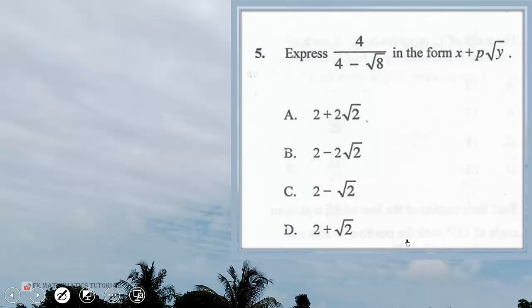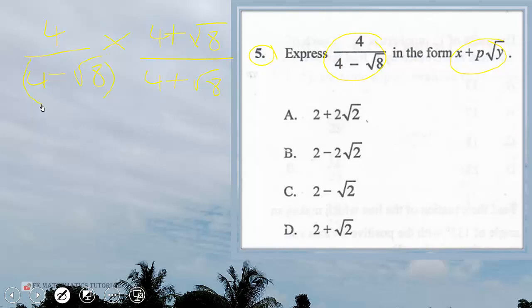So we have to express 4 over 4 minus root 8 in the form a plus b root y. So let's go. We have to now rationalize. So we have 4 over 4 minus root 8. So this is what is given to us. We are expressing it in this form. So we rationalize it to obtain 4 plus root 8 over 4 plus root 8.